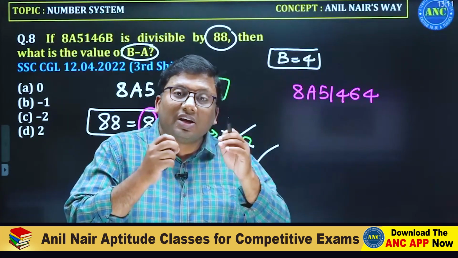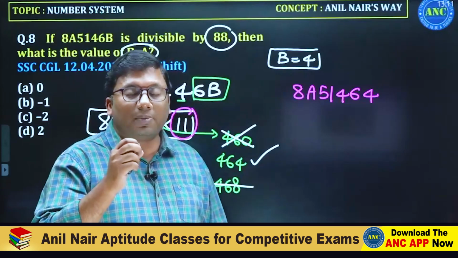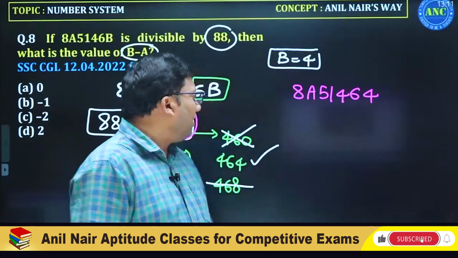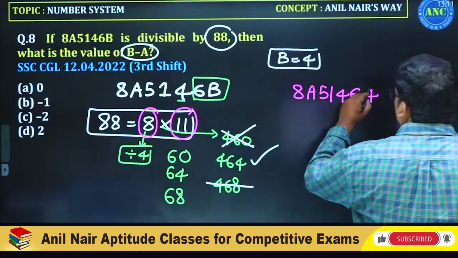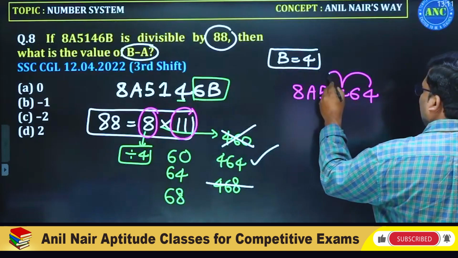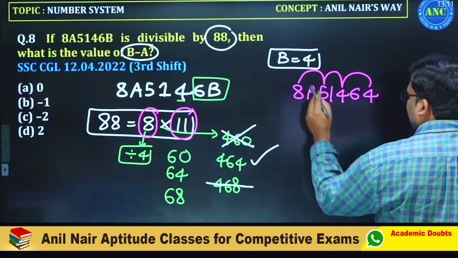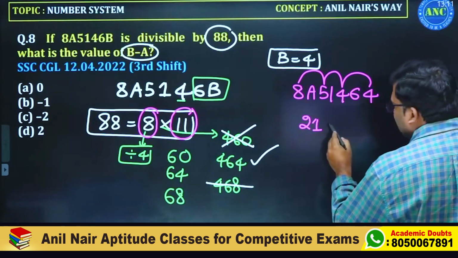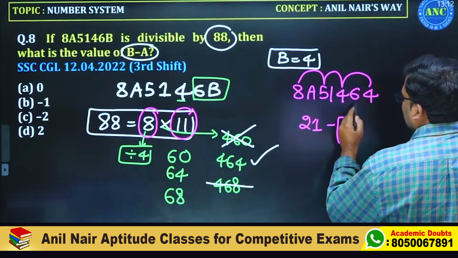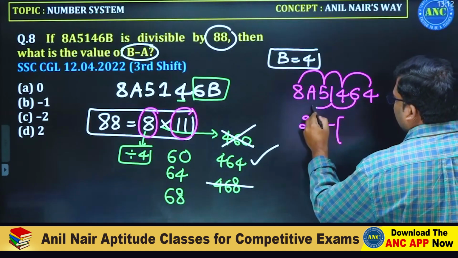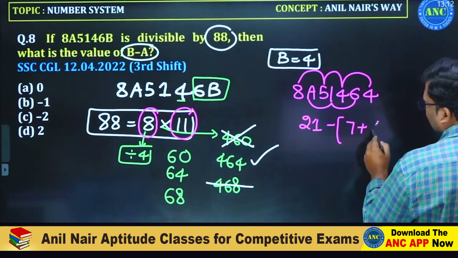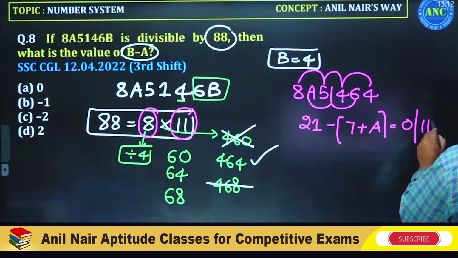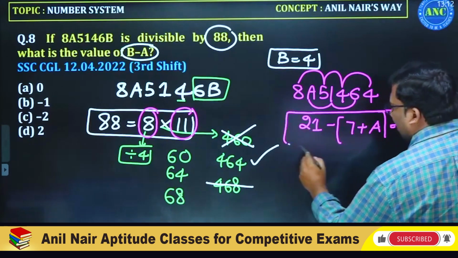What is the divisibility rule of 11? The sum of the odd places minus the sum of the even places should be divisible by 11. Sum of the odd places: 4 plus 4 is 8, 8 plus 5 is 13, 13 plus 8 is 21. Sum of the even places is 6 plus 1, 7, plus A. The difference should be either 0 or a multiple of 11.